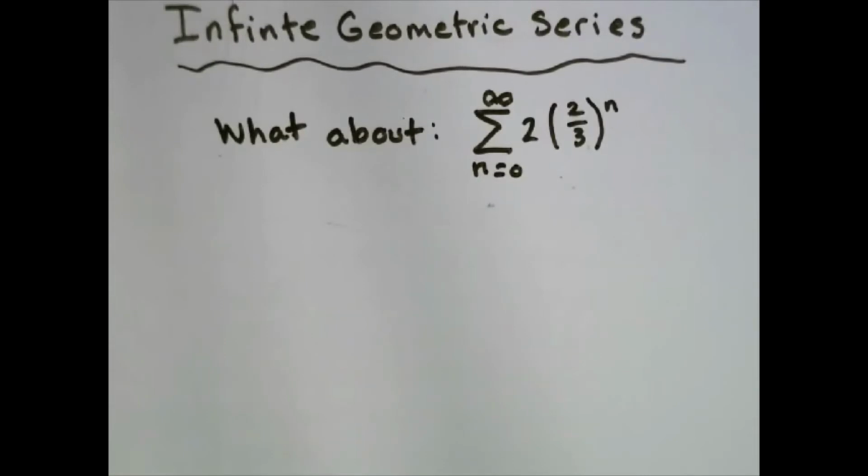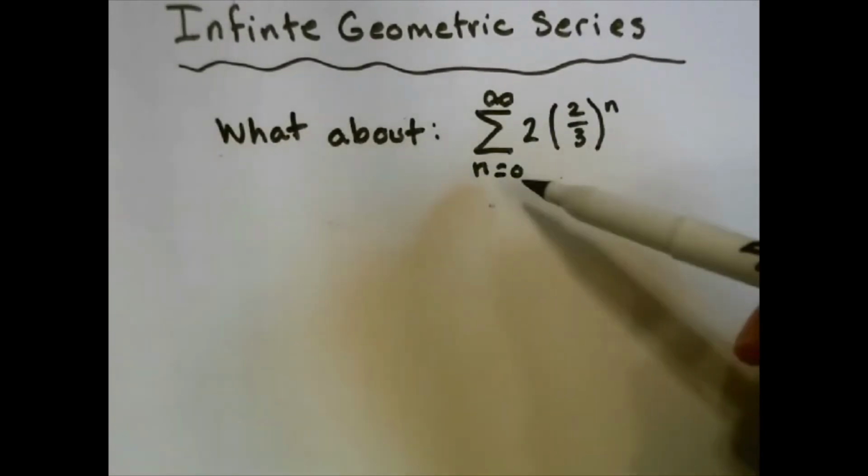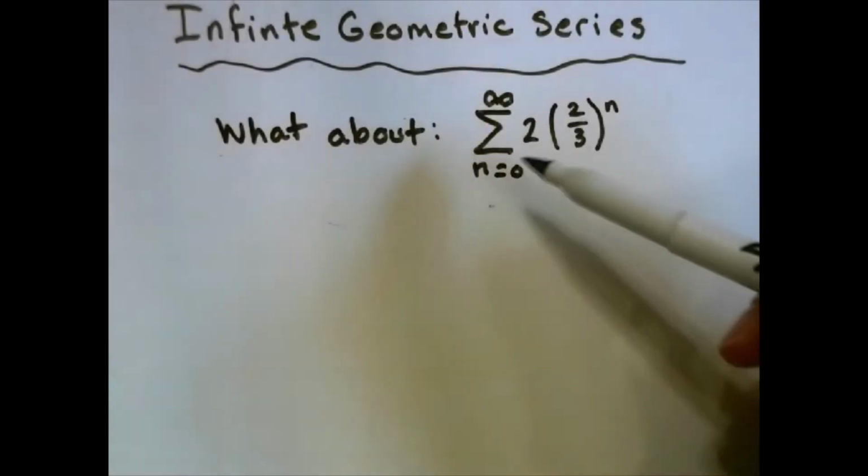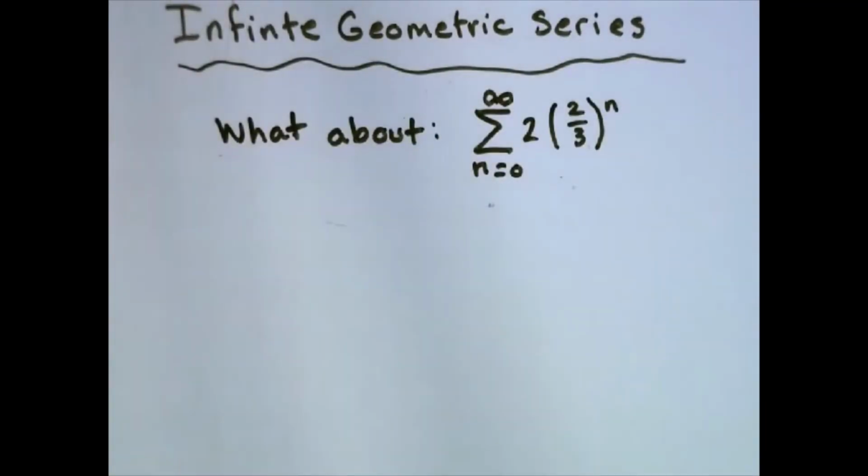So what if rather than a finite series, starting at 0 and ending at 3, I start at 0 and I go to infinity? How are we going to find this sum? Does this sum exist? How can we add an infinite number of things and get a number? Well, let's do some investigation.